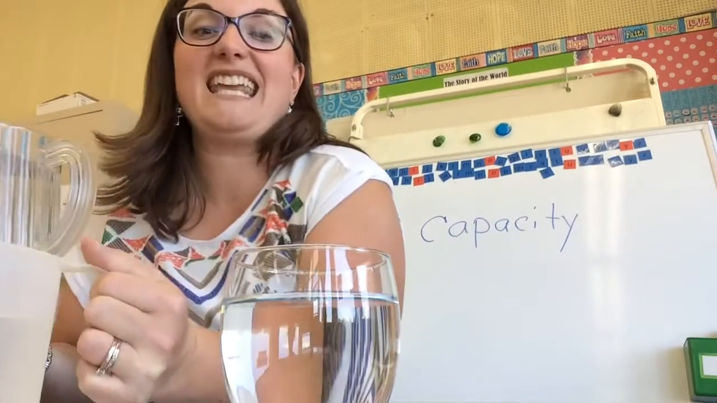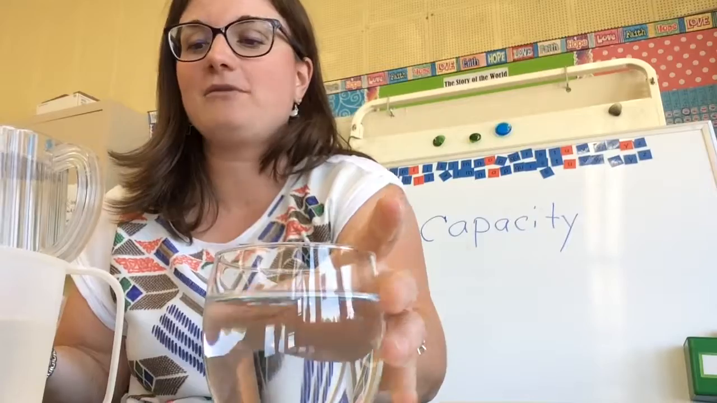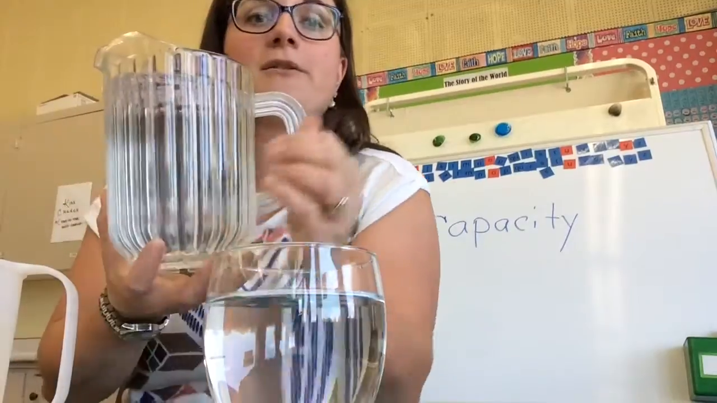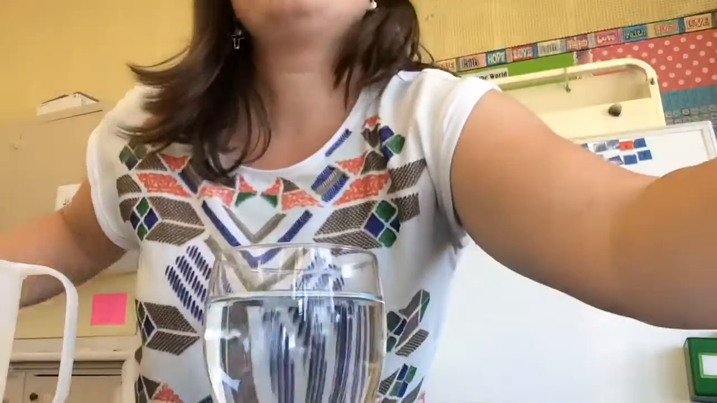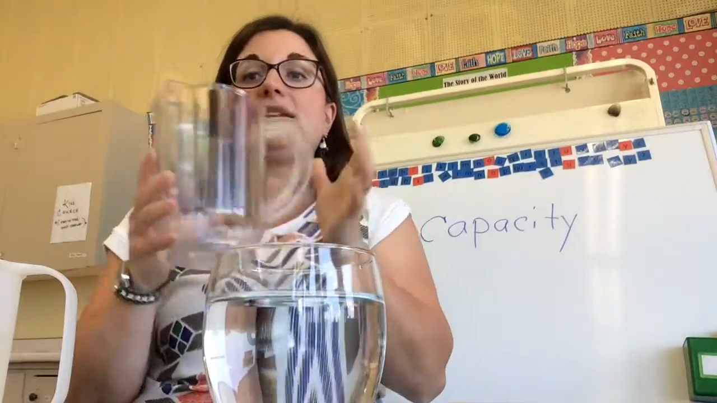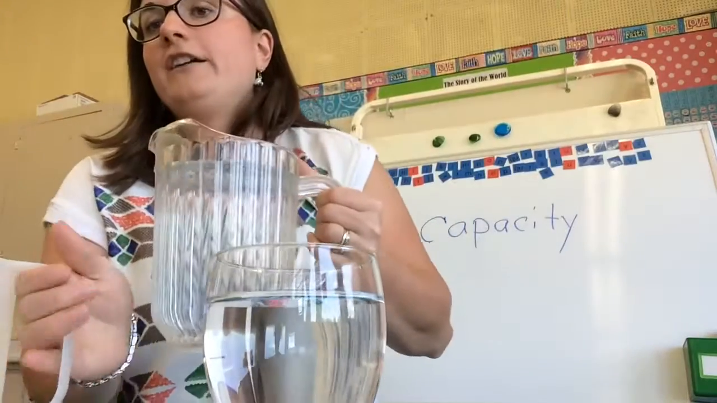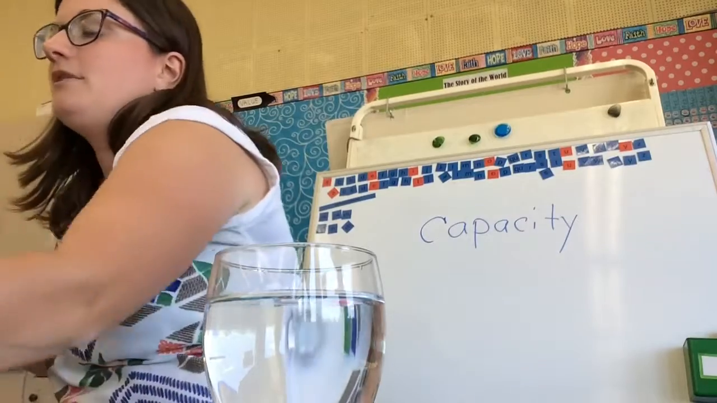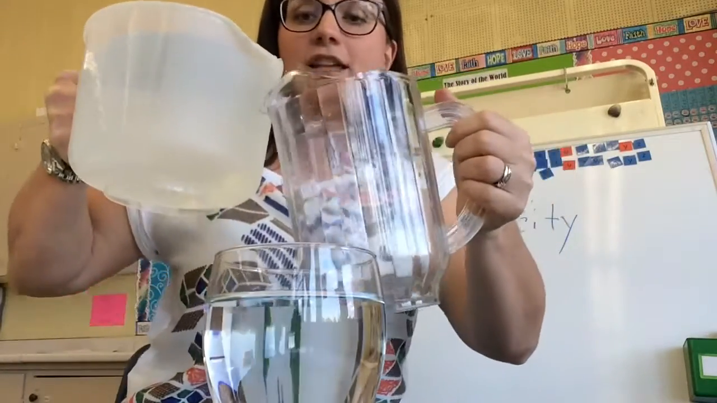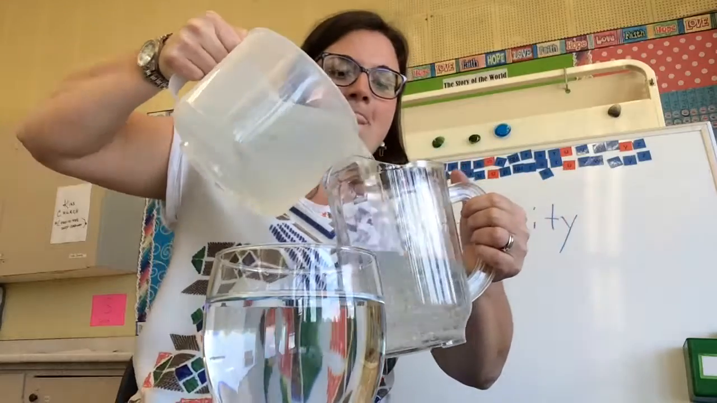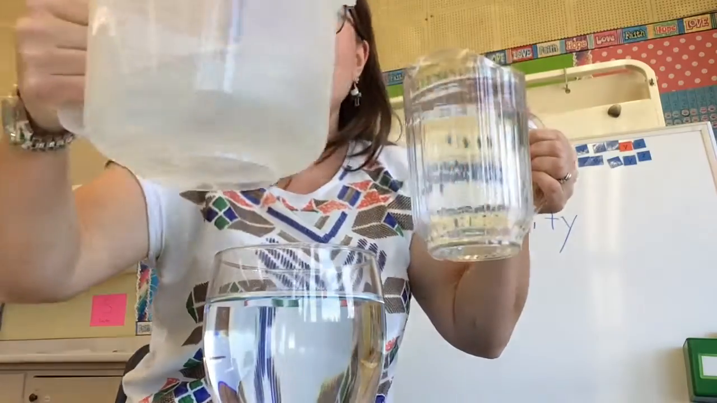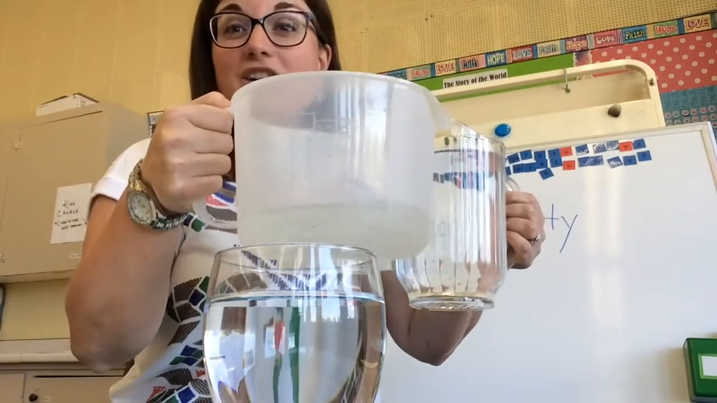Well, you probably guessed this is the smallest, right? This holds the least amount. But we can't really tell with this. So we know this is one pitcher. I got another jug that's the same, but it's empty. So we're going to pour our water from our other container into the empty jug and see how much it fills up. I'm going to pour it in here. The jug is full, and if you can see here, there's still some water left in here.